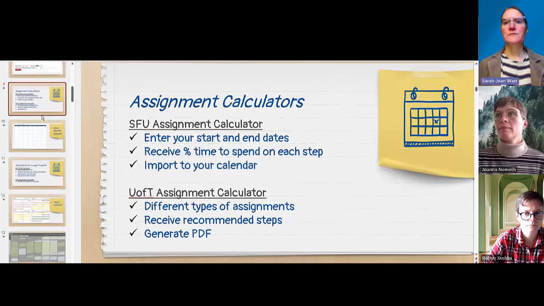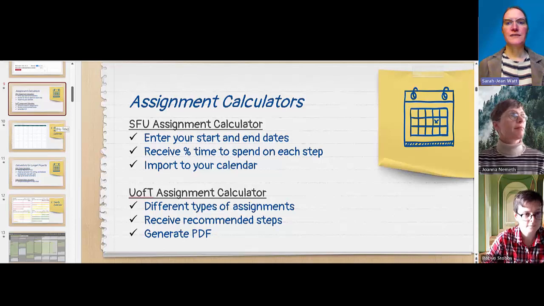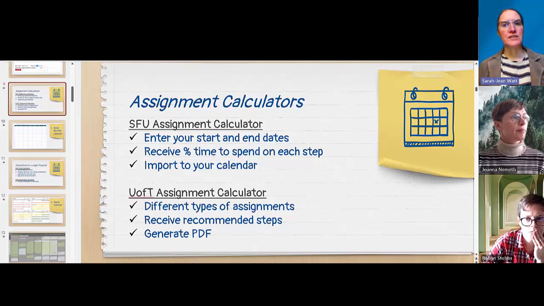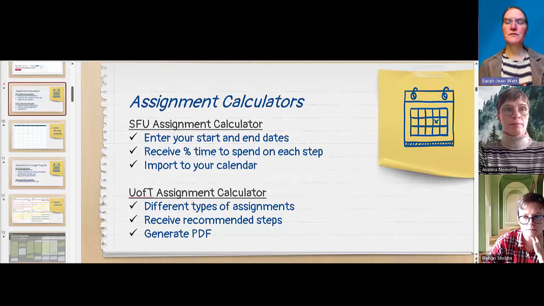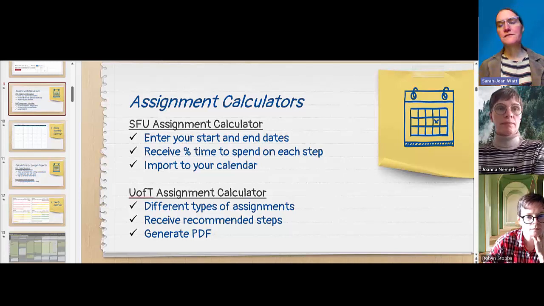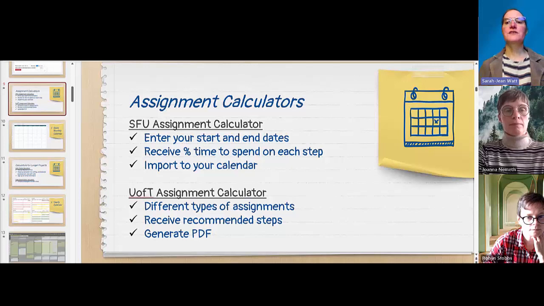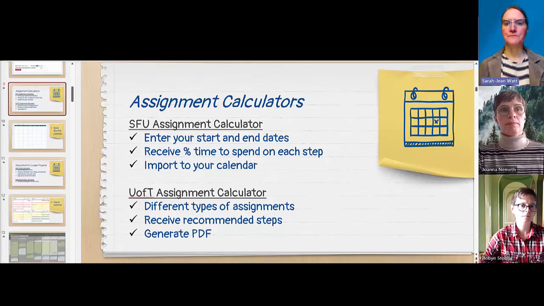So now we'll talk about some assignment calculators that have different features. The links to these are on our handout. The first one, an assignment calculator from Simon Fraser University, will break down the steps for you into recommended percentages of time. It identifies the day you should begin each step and end each step. For example, it might recommend 20% of the time that you've put in for research, 10% for outlining, 20% for drafting, and so on.